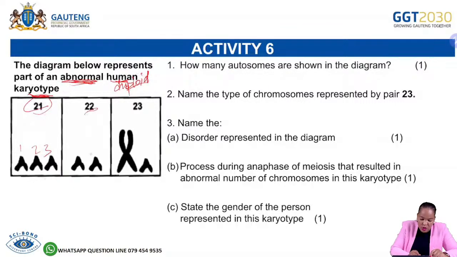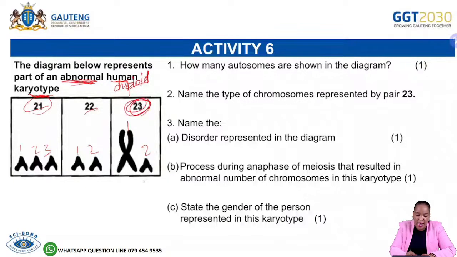At chromosome 22, there are 2. At chromosome 23, there are 2 as well. Because it's a diploid human cell, you expect to find 2 even at chromosome 23. Then a male will be XY and a female will be XX. So that is the story.